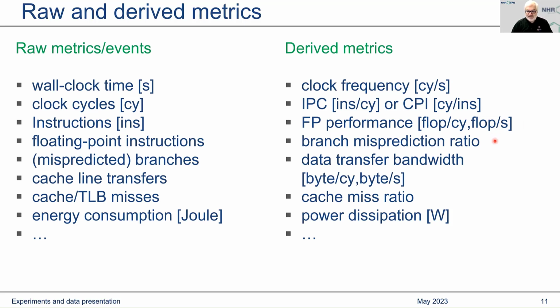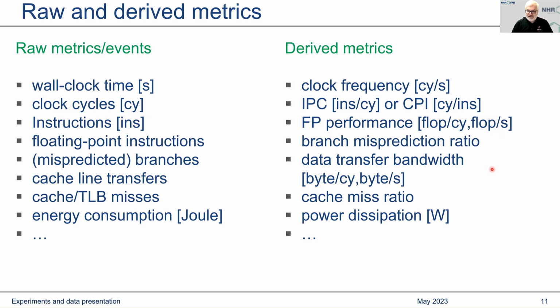The branch misprediction ratio. We can count branches, we can count mispredicted branches, and the mispredicted branches divided by the overall number of branches gives us the branch misprediction ratio. In typical loop-based scientific computing codes, the misprediction ratio of branches is usually small, but it doesn't have to be. Sometimes we have cases where it's relevant.